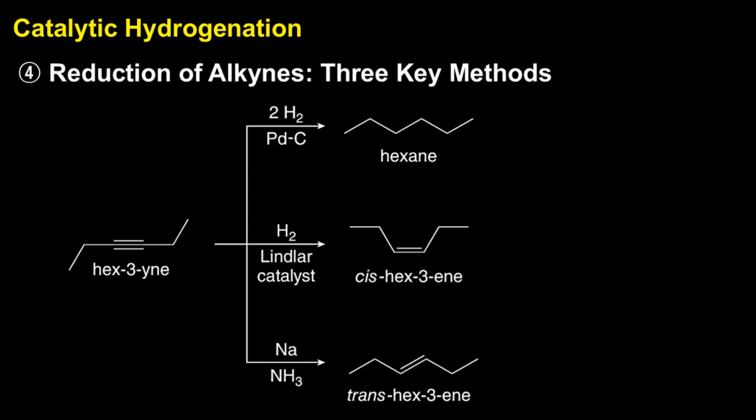All right, that brings us to the end of our lesson on catalytic hydrogenation of alkynes. We looked at three different pathways: complete hydrogenation to alkanes, partial hydrogenation to cis-alkenes, and dissolving metal reduction to get trans-alkenes. Each one works through its own mechanism, and each gives you a different product depending on how you run the reaction.